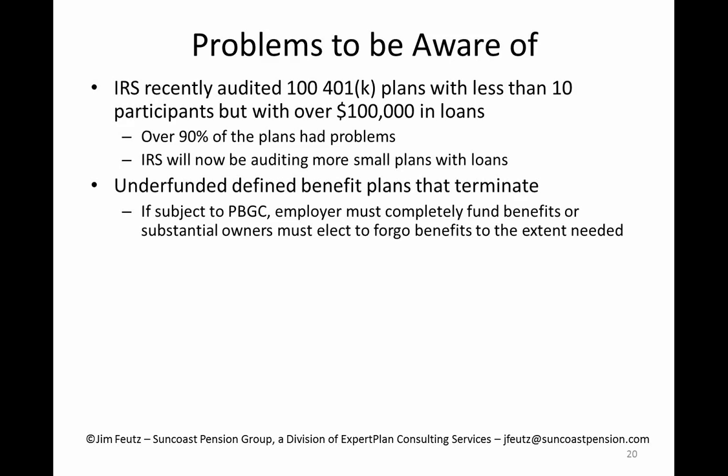Well, if a plan is subject to the Pension Benefit Guaranty Corporation, and that would happen if it was not a professional corporation or if it was a professional corporation with over 25 participants. But if it's subject to PBGC and it terminates when it's underfunded, unless the company is bankrupt, the employer must completely fund the benefits, or substantial owners must elect to forego their benefits to the extent needed. In other words, everybody gets paid before the substantial owners.